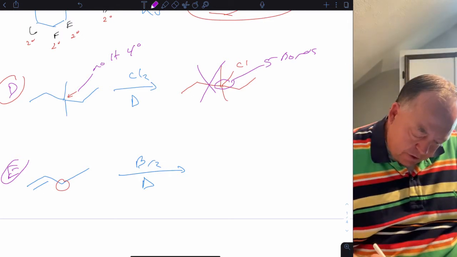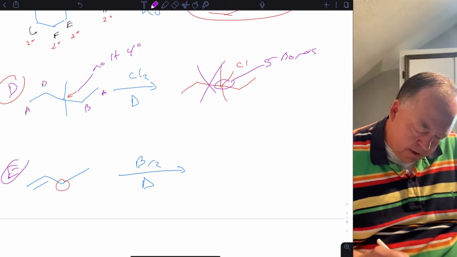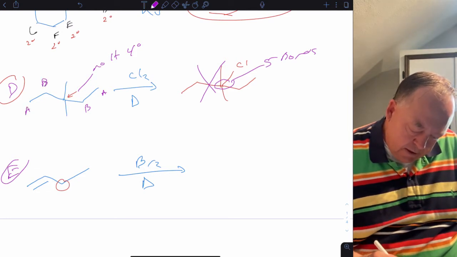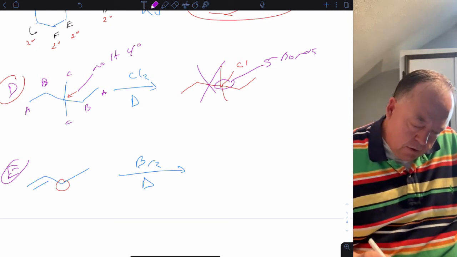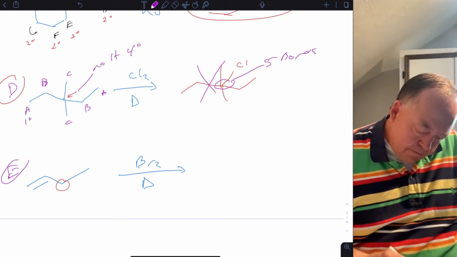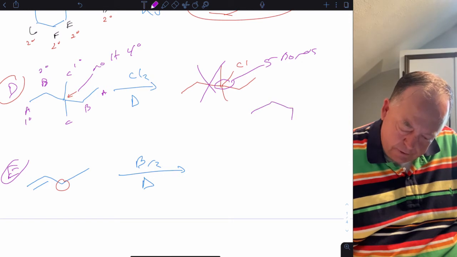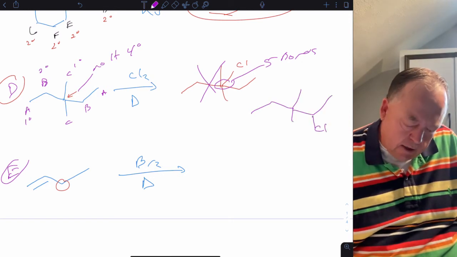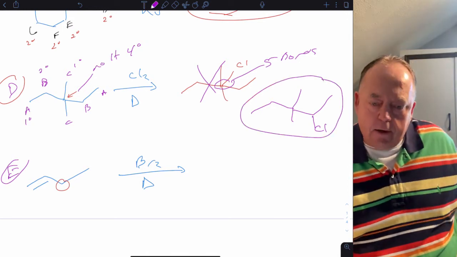So then you're left with A and B, and this is equivalent, A and B, right? Those positions are equivalent. And then C, which is equivalent to that position. So where's it going to go? A is primary, B is secondary, C is primary, so it's going to go to B. Either of the B positions would give you the same molecule. So take a hydrogen off of B and put a chlorine there, and that would be your major organic product.